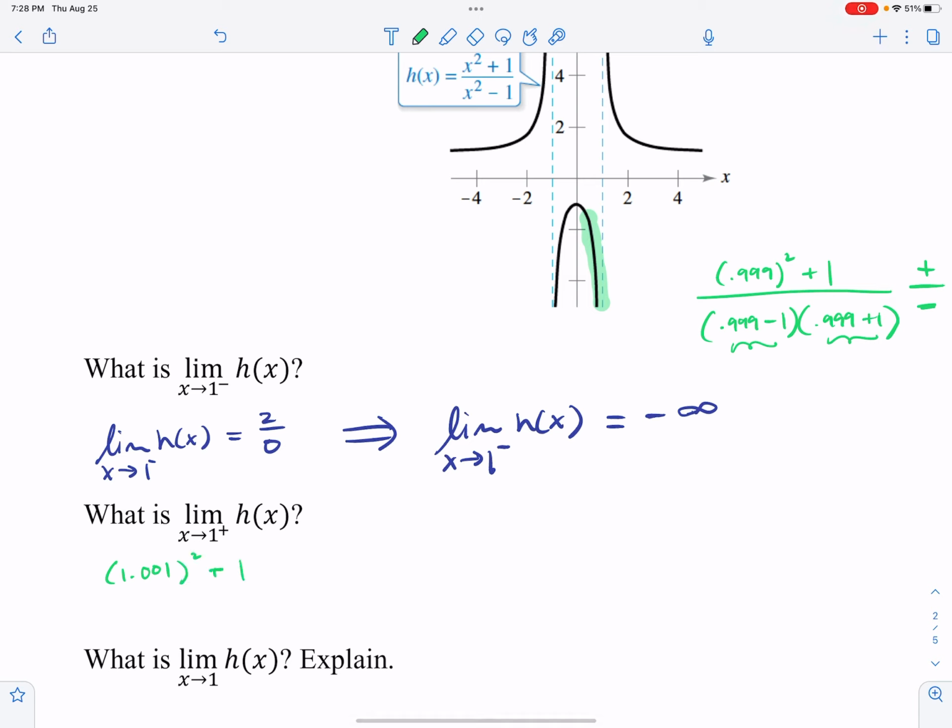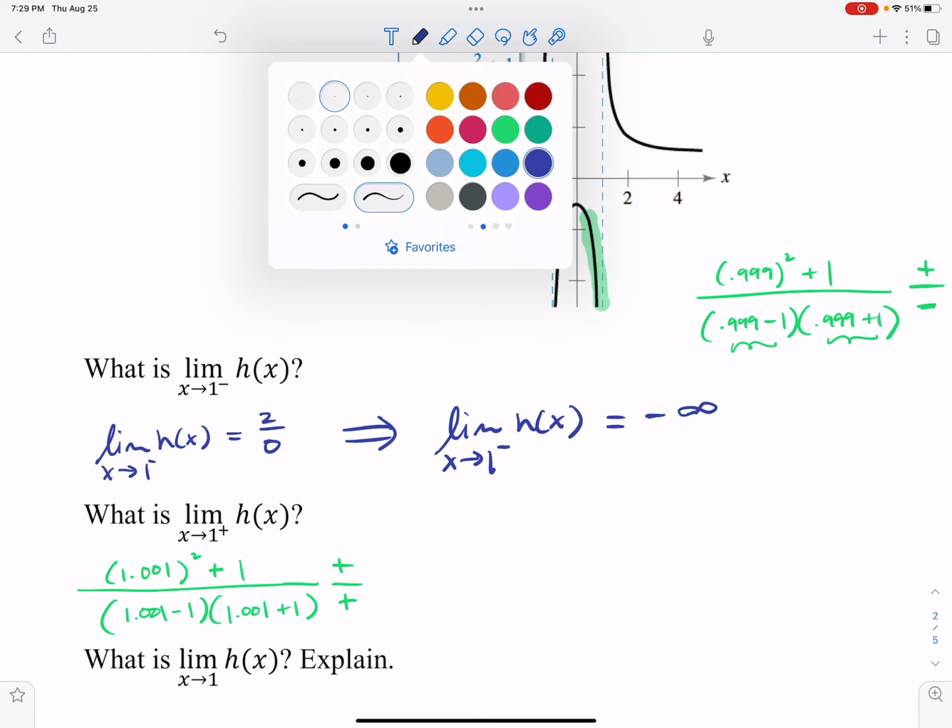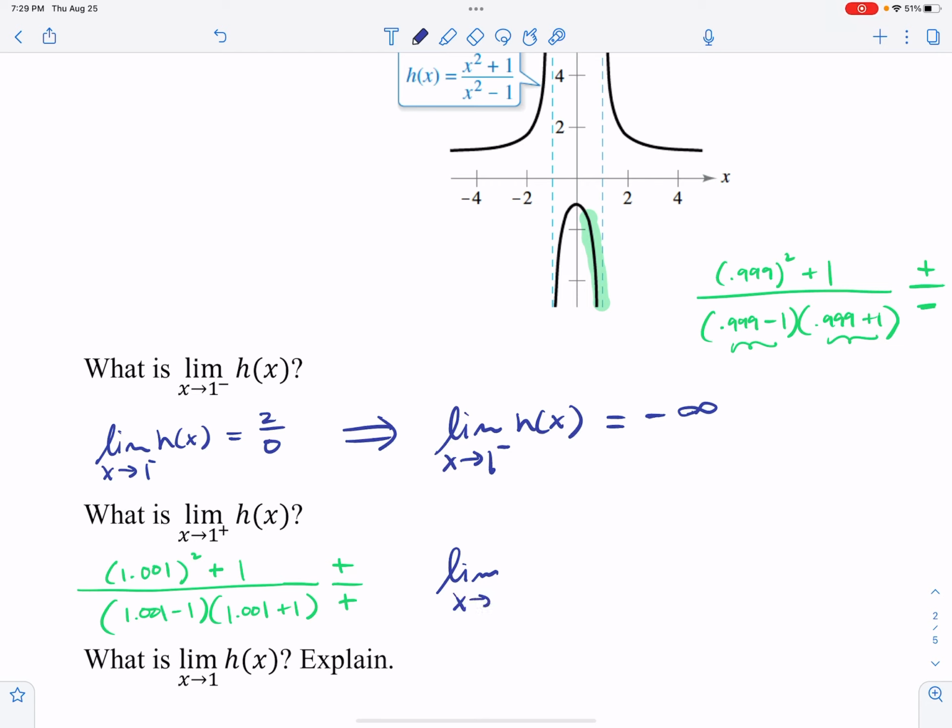Square that plus 1 over 1.001 minus 1 times 1.001 plus 1. Okay, and it looks like the numerator would be positive and the denominator would be positive as well. Therefore, the limit as x approaches 1 from the right of h of x would be equal to positive infinity. You don't need to put the plus sign in front of infinity. You can just put the infinity. It's implied that it's positive.